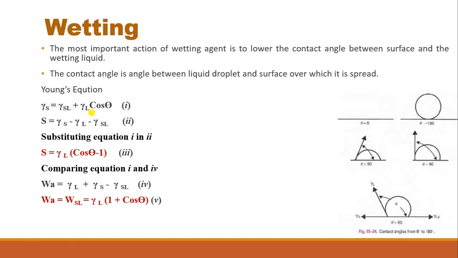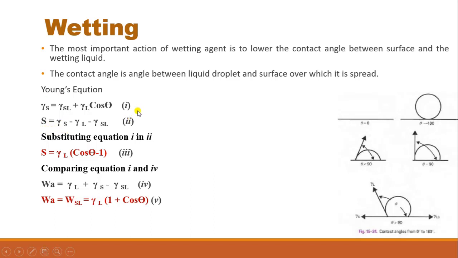So cos theta stands for contact angle, gamma L stands for the surface tension of liquid, this is interfacial tension of solid and liquid, and this is surface tension of solid. If we use the equation for spreading coefficient that we have already discussed in the previous video, this is the equation for the spreading coefficient.